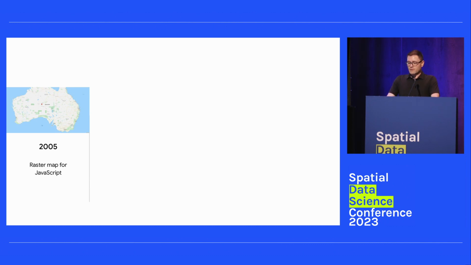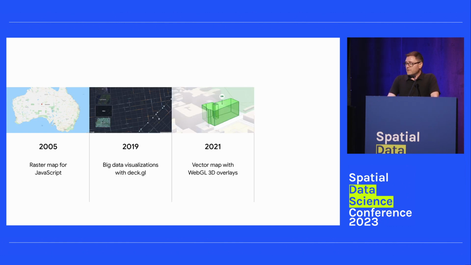All right, so going back to 2005 again, when we first launched Google Maps, and a couple years after that was our Google Maps API, so you could bring maps into your own websites. It was all 2D. But within the last couple of years, we just started to announce vector maps on the web, which supports 3D graphics powered by WebGL.